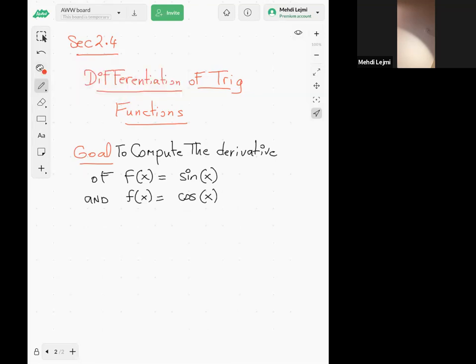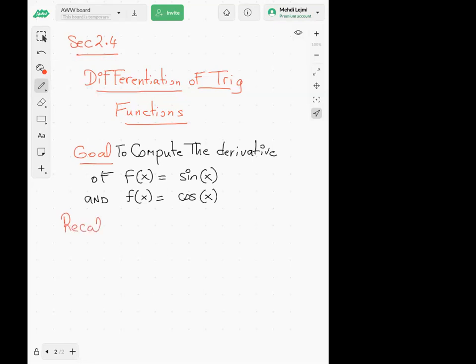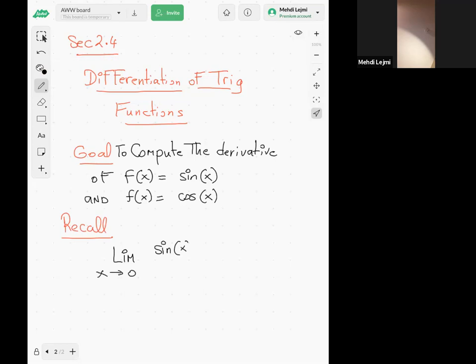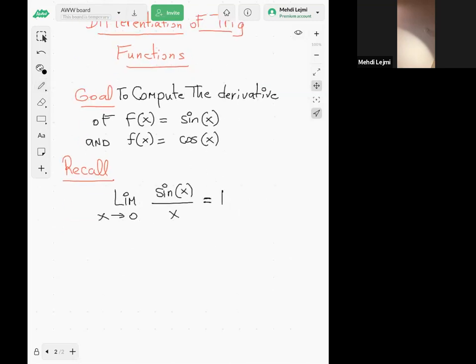So let me just remind you. In chapter 1, when we computed limits, we know that the limit when x goes to 0 of sine of x over x, right? Whenever we have the same number of x's, when x goes to 0, that will be equal to 1. So we know this limit. Before computing the derivative of sine and cosine, I'm going to prove the following limit. So we're going to need another limit.